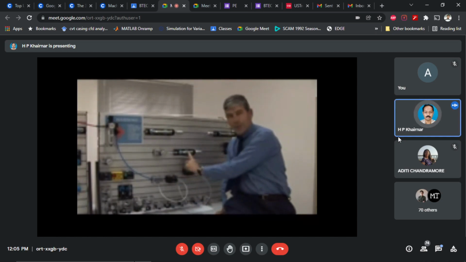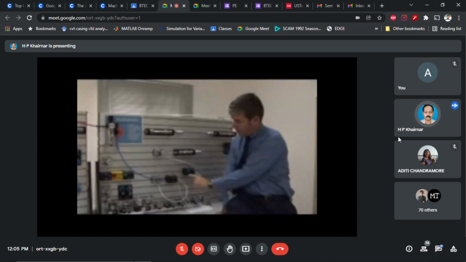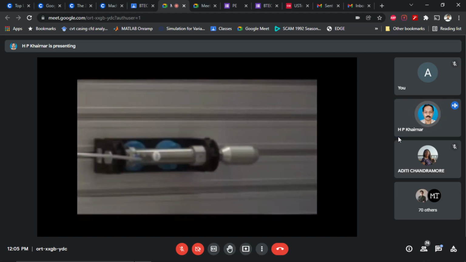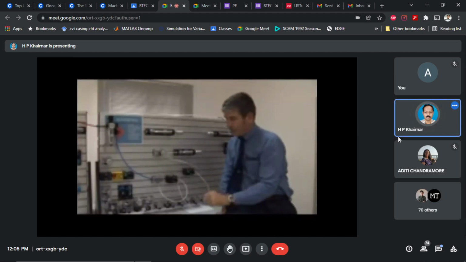And this is a spring return cylinder, so that's the cylinder back. If I switch this master control off, the cylinder now does not operate.